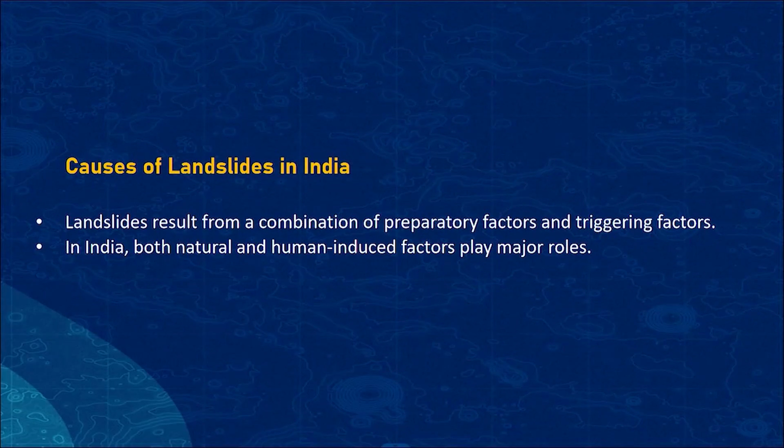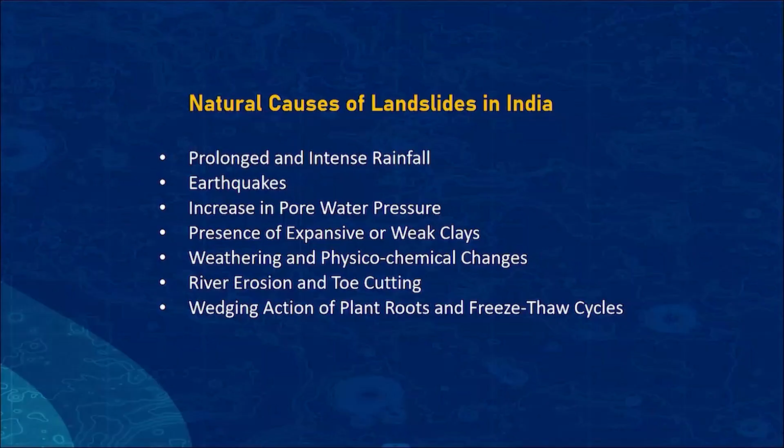In India, both natural and human-induced factors play major roles. Let us first discuss natural causes. Prolonged and intense rainfall. Heavy monsoon rainfall saturates soil, increases pore water pressures, reduces shear strength, and lubricates potential failure surfaces. This is the single most common trigger in India, especially in the Himalayas, Western Ghats, and Northeast Hills.